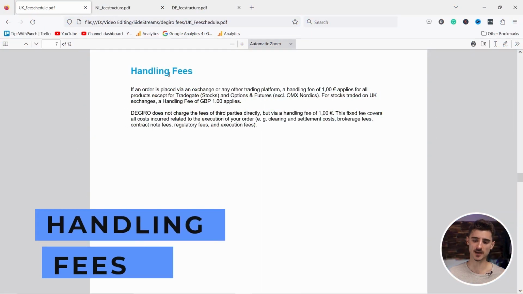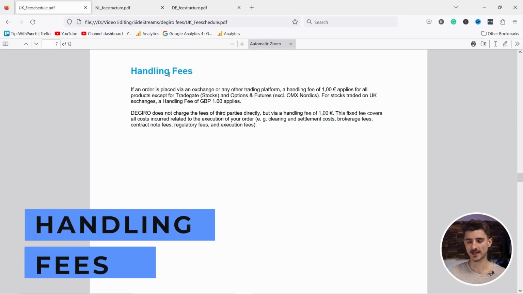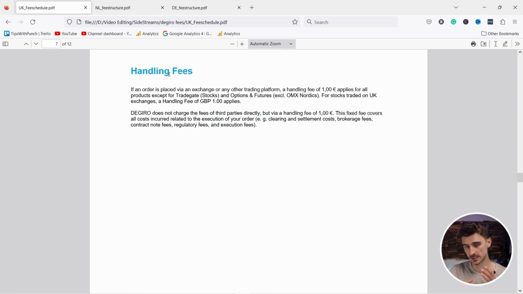Then you have a handling fee, which is applied every time you trade, and it's usually €1, or if you're in the UK and you buy from the UK exchange, then it's £1. Other than that, this is always applied, so we can't change that. You just need to take into account, if you're buying with small amounts, this kind of handling fee.